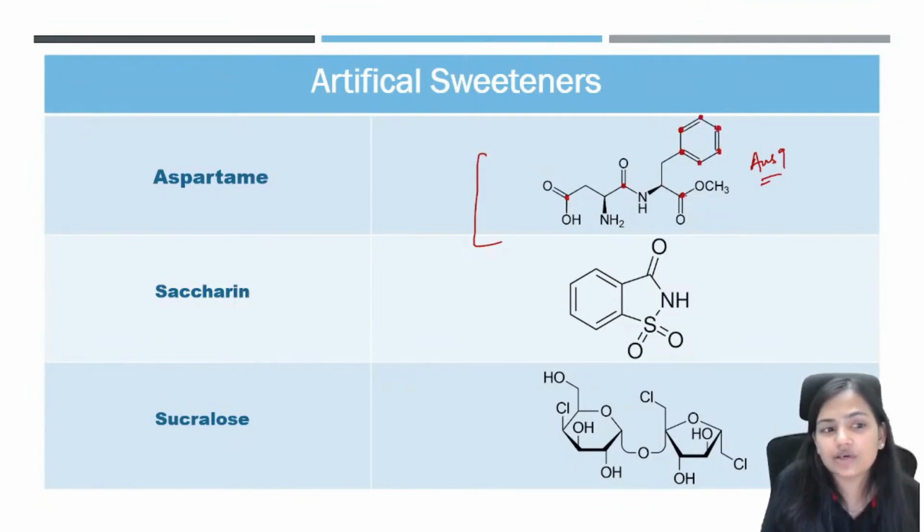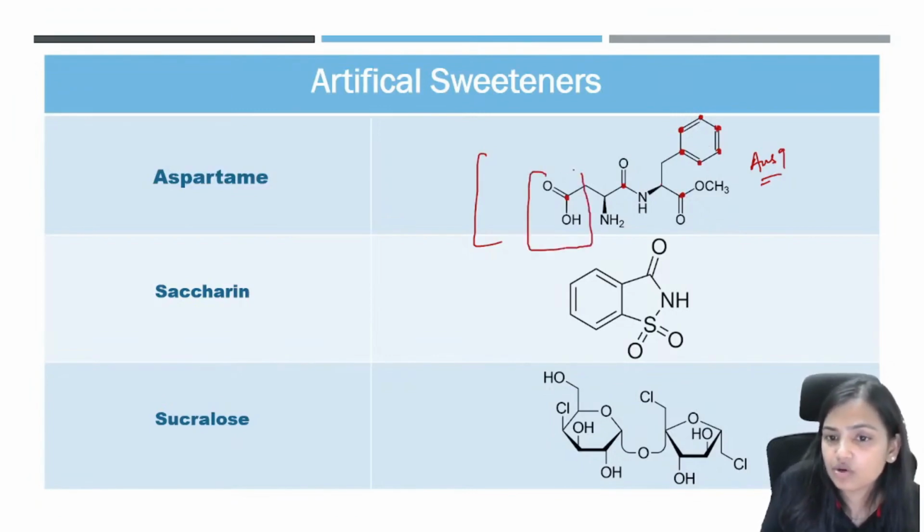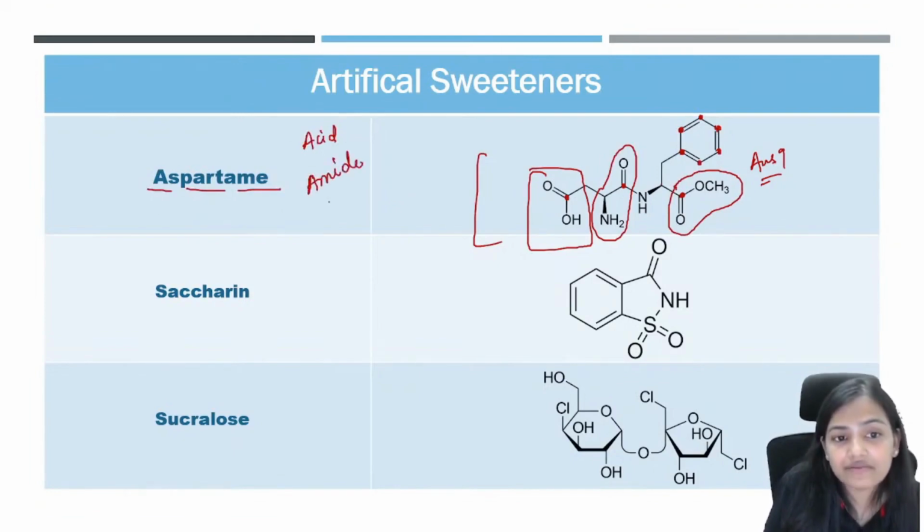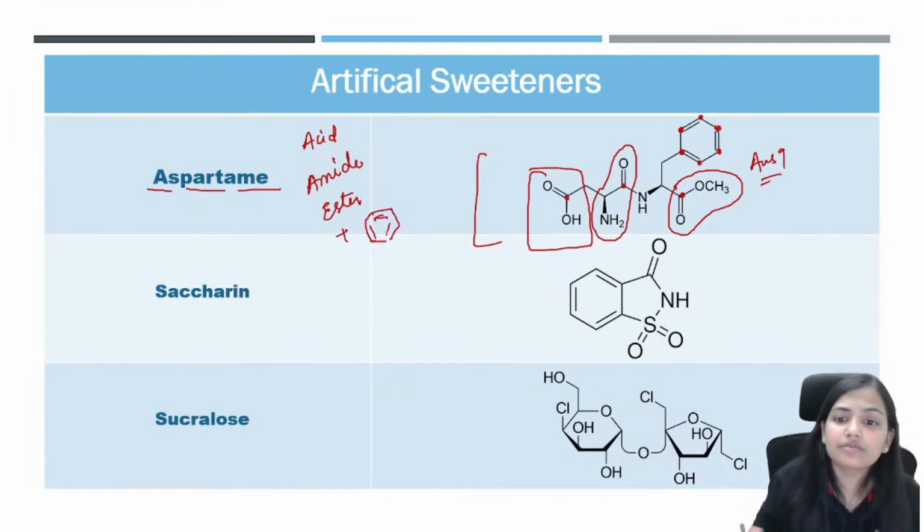So if you know what the functional groups are, in the case of aspartame, aspartame is having the carboxylic acid as well, aspartame is having the amide as well, and aspartame is having the ester as well. Remember aspartame. Here we have 3 functional groups: acid, amide and ester. If you know that there are 3 functional groups and there is a benzene ring, you will be able to find it out.